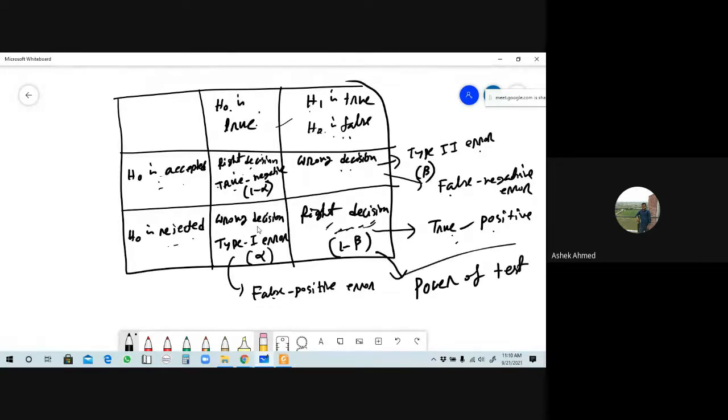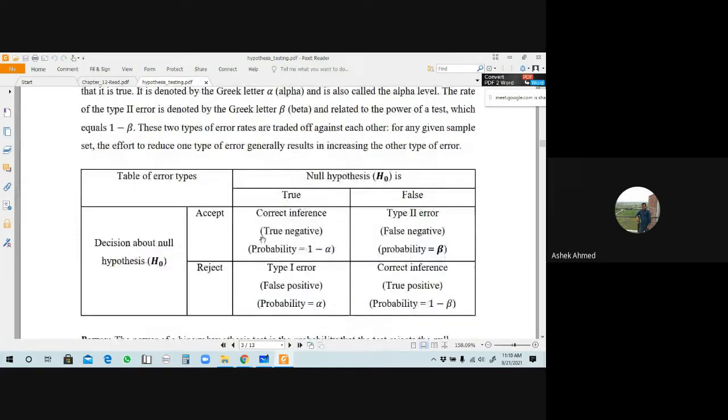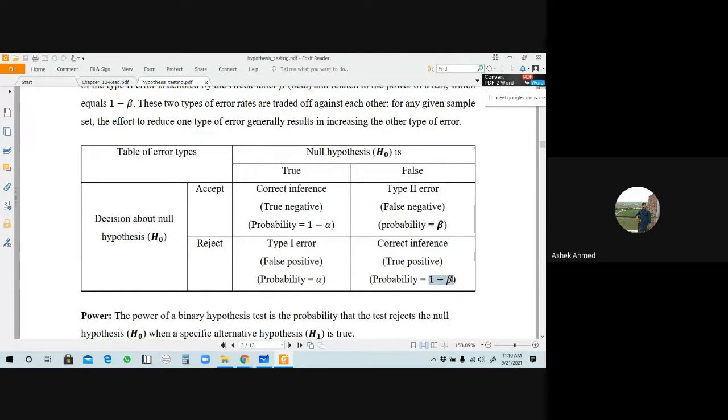That is given in detail here. So what I am saying is that it is detailed here. Okay, so this is the true negative, false positive. The probability of this is alpha, the probability of the type 2 error is beta. And the complement of beta is 1 minus beta, the complement of alpha is 1 minus alpha, everything is given.